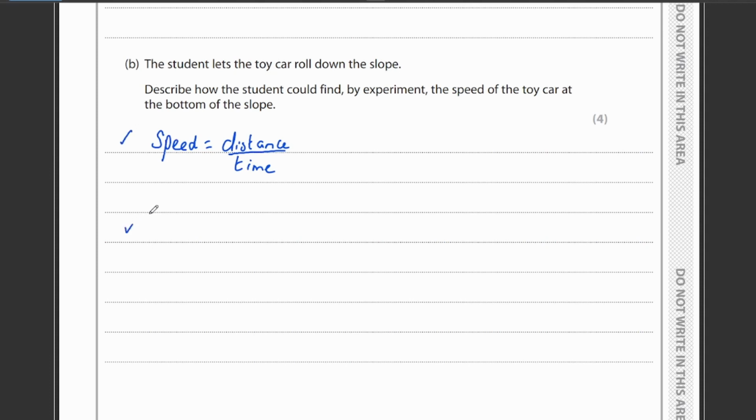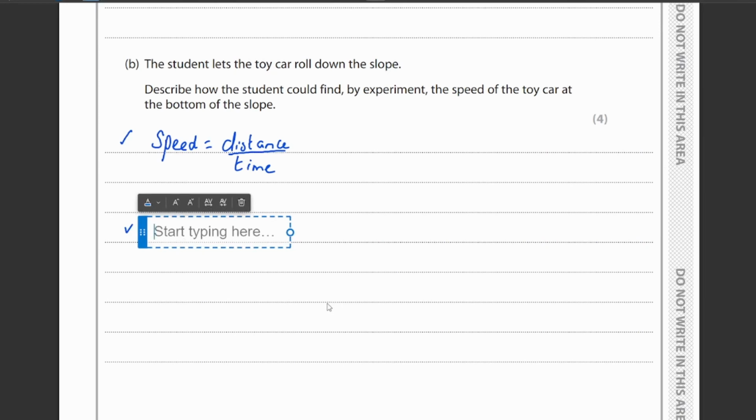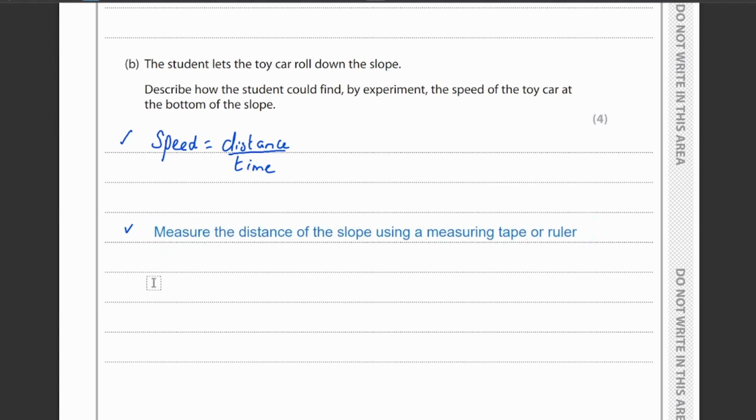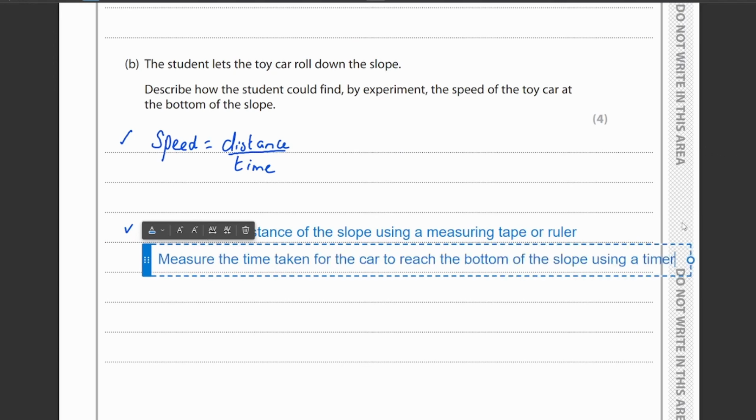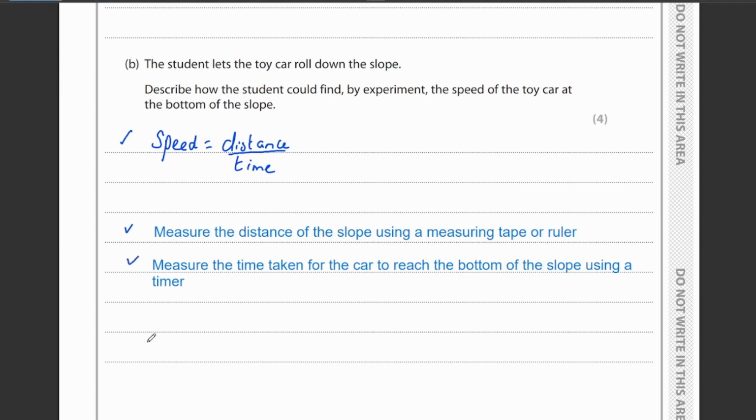So the next point I'm going to say is measure the distance of the slope using a measuring tape. Measure the distance of the slope using a measuring tape or ruler. The next point is to describe how we are measuring the time. So measure the time taken for the car to reach the bottom of the slope using a timer. So this should give you the 4 marks. You could also use a light gate instead of a timer. So let me add that bit, or a light gate.